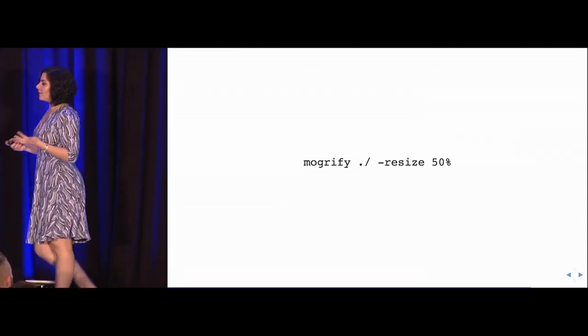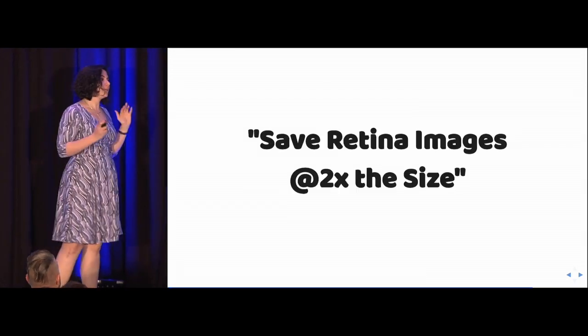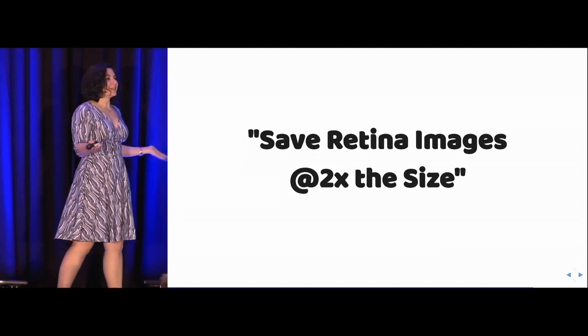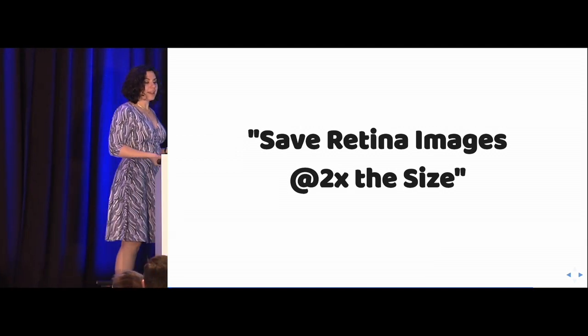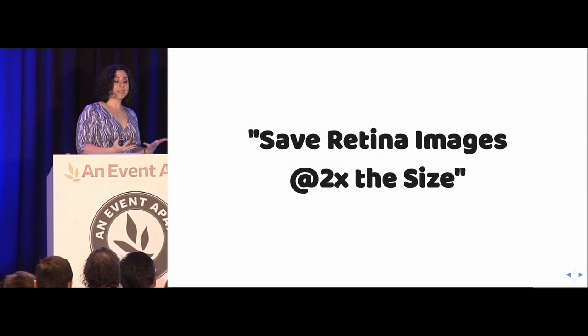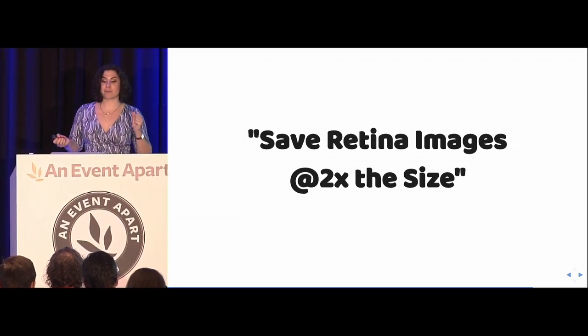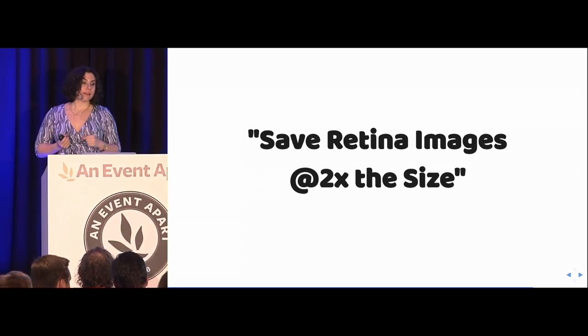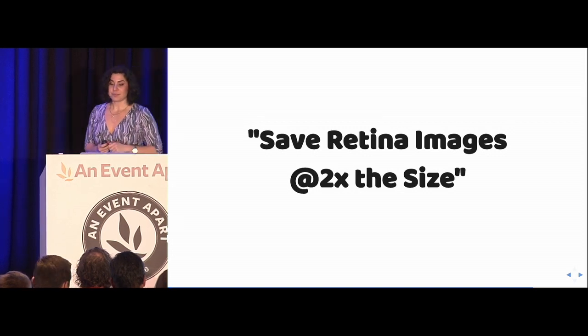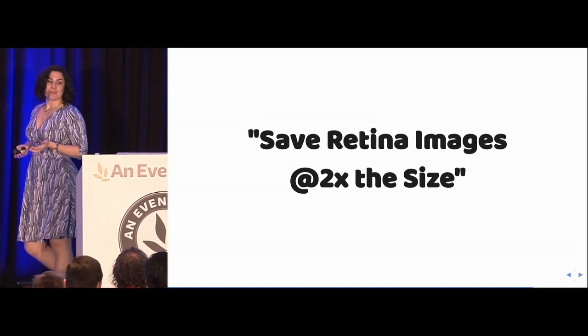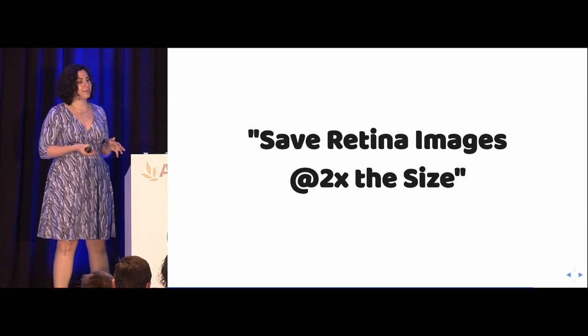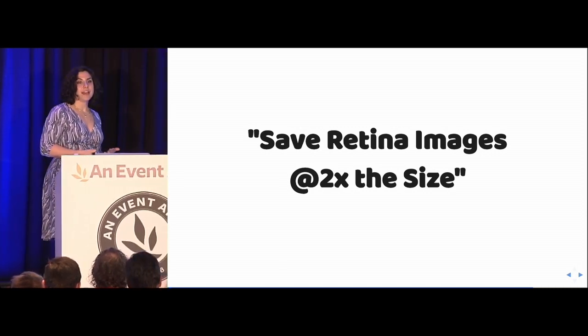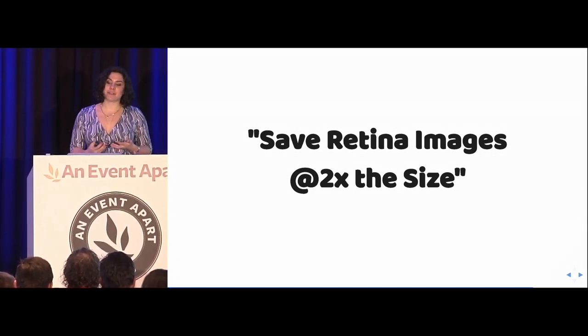But you might be thinking, 50% doesn't seem like a random number. And you're right. They didn't pick this number out of nowhere. The people who built that site are smart people. They did it because they heard this idea: save Retina images at 2 times their size. This is the advice that we hear, but I want to challenge this because of its performance implications and because it doesn't often make a big difference.